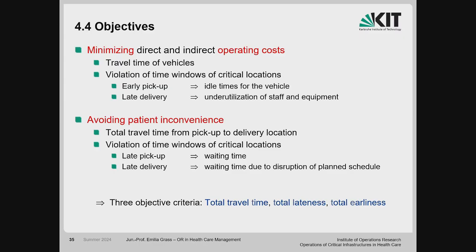And maybe the question to you: how to deal with that? So you have a multi-objective model. Would you simply sum them up? So you have on one hand travel time plus lateness plus earliness. Would you formulate it like that in your algebraic formulation? What would it mean if you just sum them up?